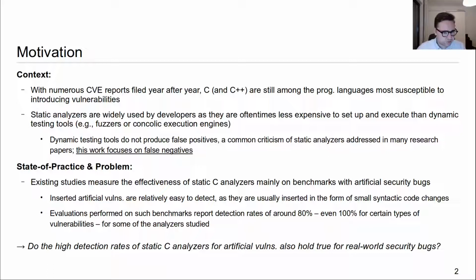So the main question of our work was whether these high detection rates that we can observe on these artificial bugs also carry over to the more complex bugs that we see in practice, in real-world software systems.